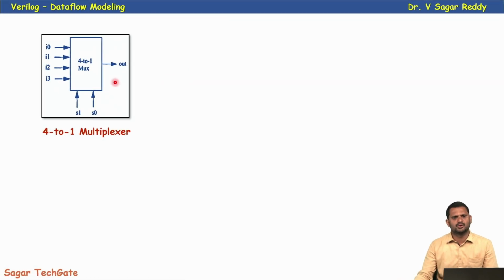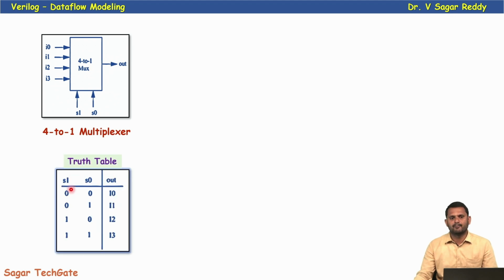See another example. So 4:1 multiplexer. So now how many inputs do we have here? 4 inputs. Here 2 selection lines. Clear? So I0, I1, I2, I3 and S1, S0. This is out. Clear? So now what is the truth table? If both S1, S0 are zeros, out is equal to I0. If 0, 1, out equal to I1. 1, 0, out equal to I2. 1, 1, out equal to I3. Based on the selection lines, the output may be connected to I0 or I1 or I2 or I3.